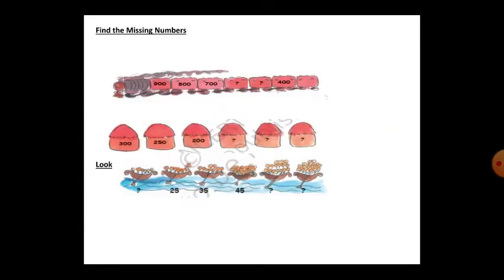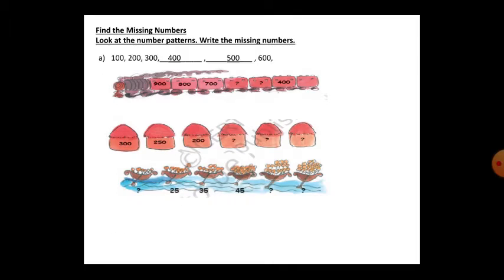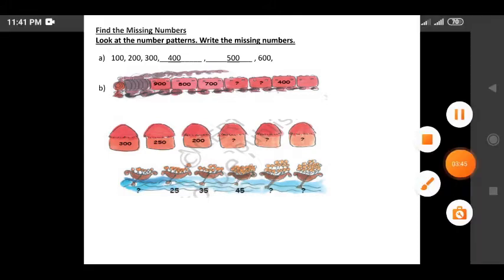And next, filling the missing number. Look at the number pattern and write the missing number. See here 100, 200, 300. Patterns you already did. 400, 500, 600, each time 100 is increasing. And next, see here 900, 800, here it is decreasing. From 900, 100 is decreased to 800, again 100 decreased to 700. Decrease means minus. 700 minus 100 will be 600. The answer will be 600 here.